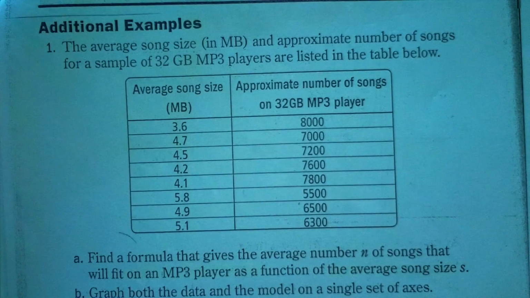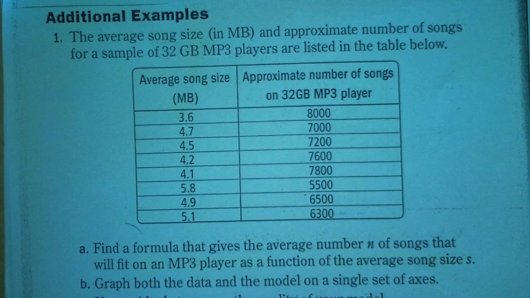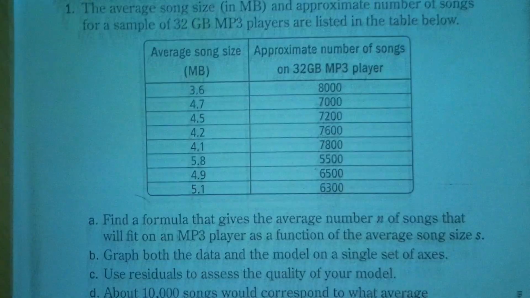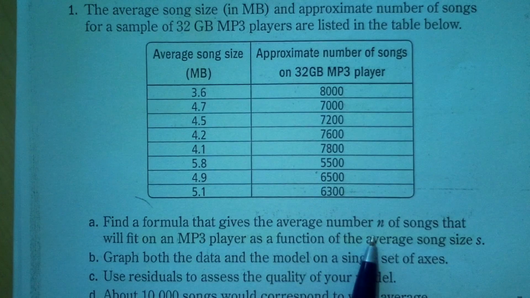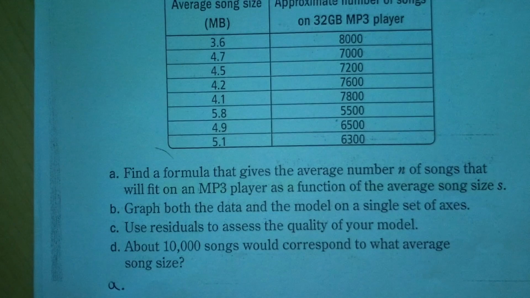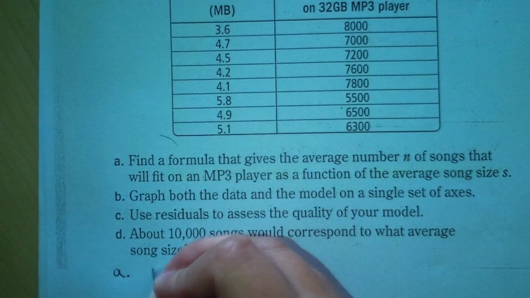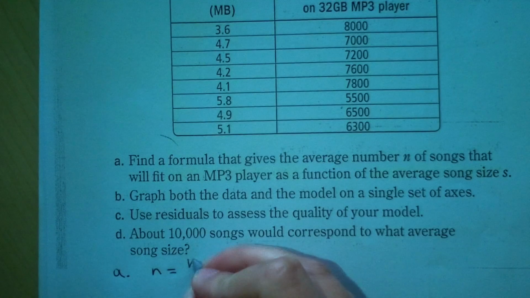So find a formula that gives the average number of songs that will fit on the MP3 player as a function of average song size. So how I would set this up here, again, if it was on the test, I would tell you it's inverse variation, but I would go number of songs is equal to k, our constant of variation, divided by our independent variable, which here would be s, the average size of songs.